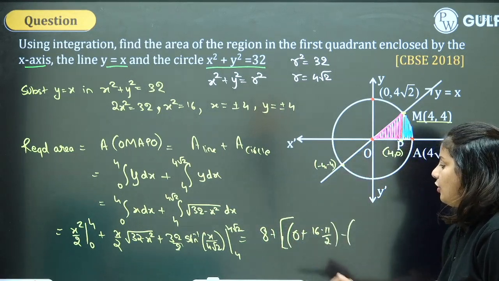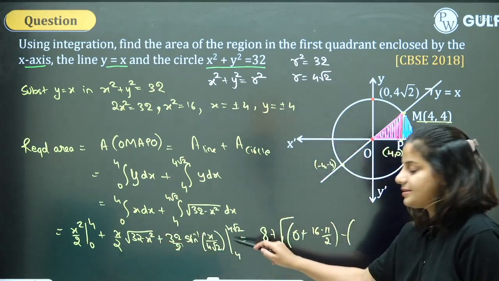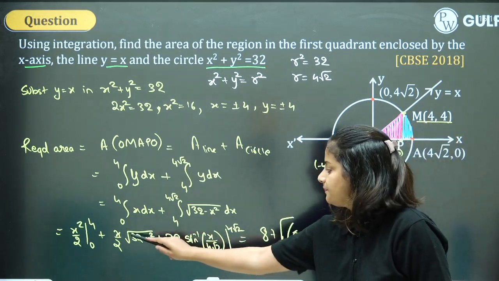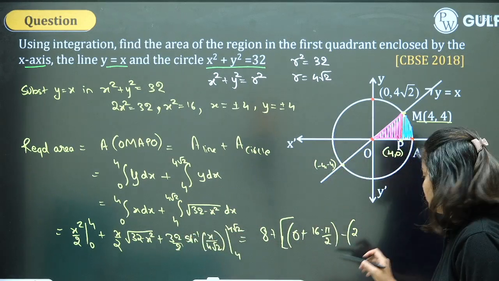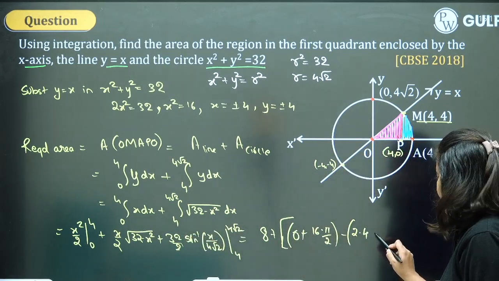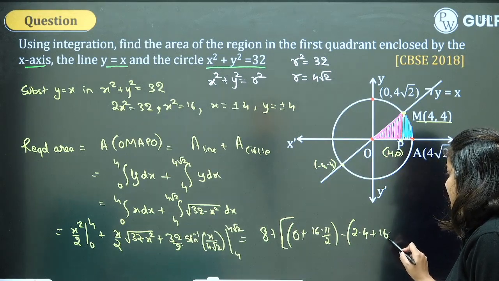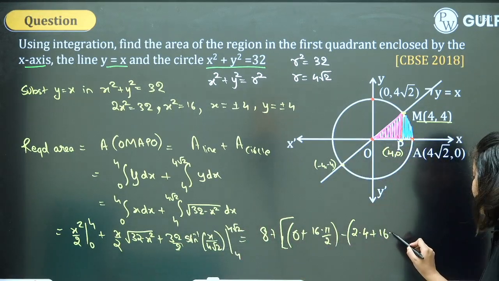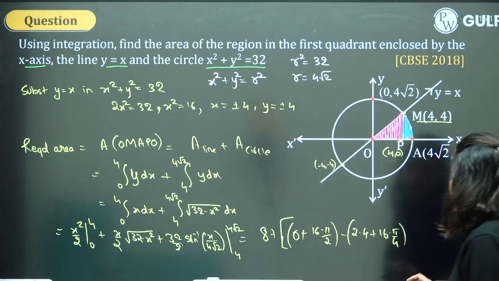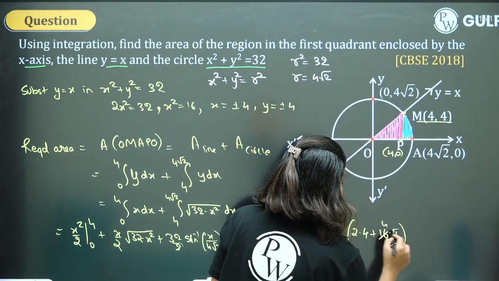Minus. Now I am going to put lower limit in the second term. Lower limit is 4. 4 by 2 is 2. 32 minus 16 is root 16. That means 4. Plus 32 by 2, 16. And sin inverse of 4 by 4 root 2, the 4s cancel, 1 by root 2 will be pi by 4. What is this coming out to be?